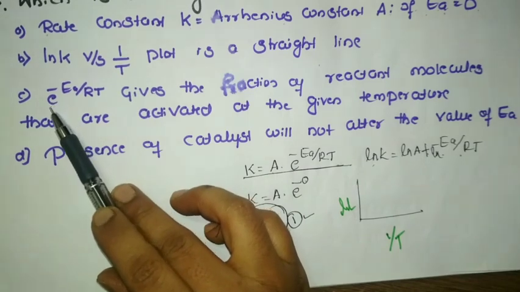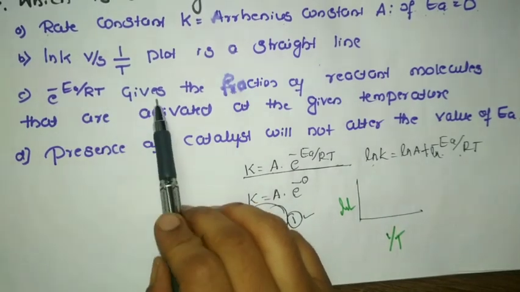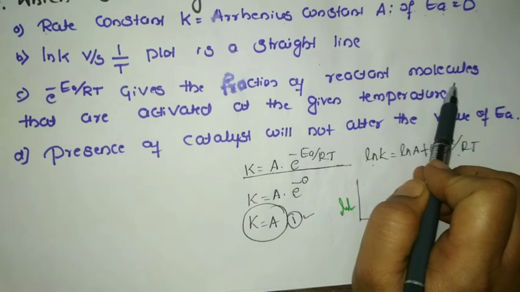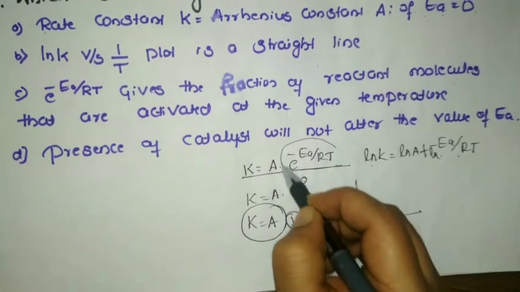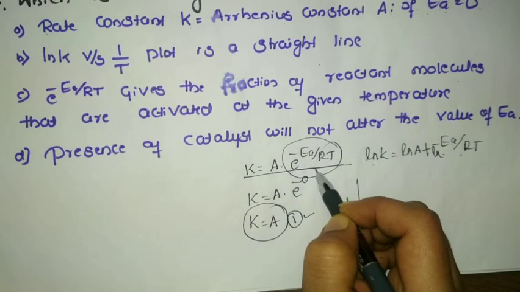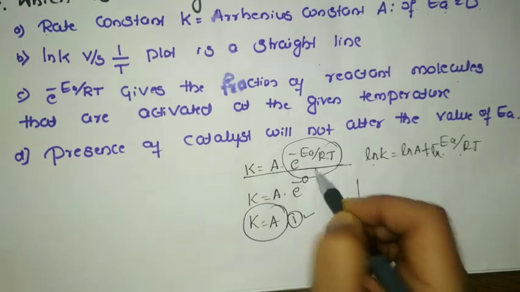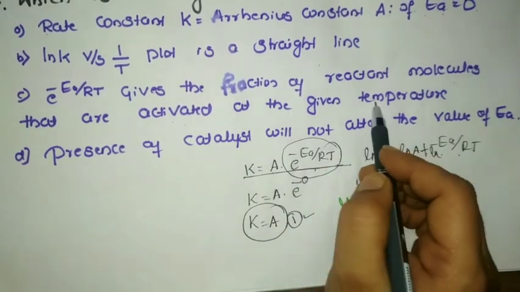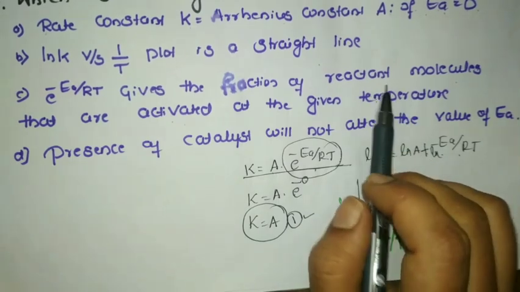Now, e to the power minus EA by RT gives the fraction of reactant molecules. Yes, as I told, this represents the fraction of molecules that are undergoing collision. Collision means which get activated at a given temperature. So this is also a correct statement.